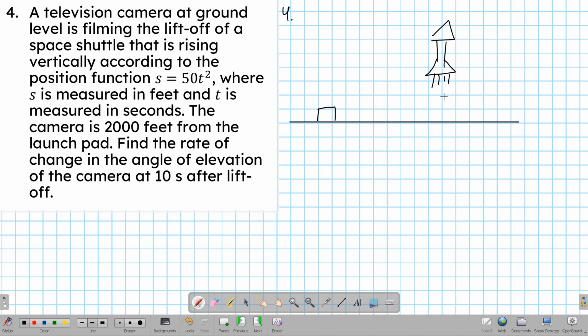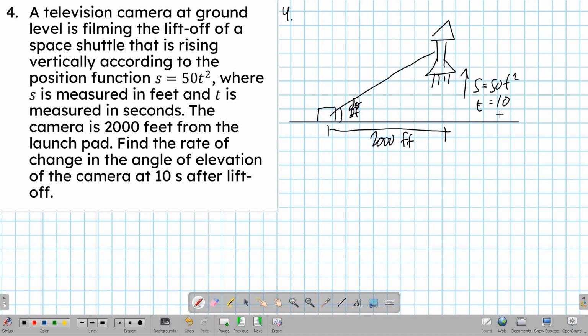Okay. And it's rising vertically according to the position s is equal to 50t squared. The camera is 2,000 feet from the launch pad. We're asked to find the rate of change of the angle of elevation, that's d theta over dt, at the camera at t is equal to 10 seconds after liftoff.